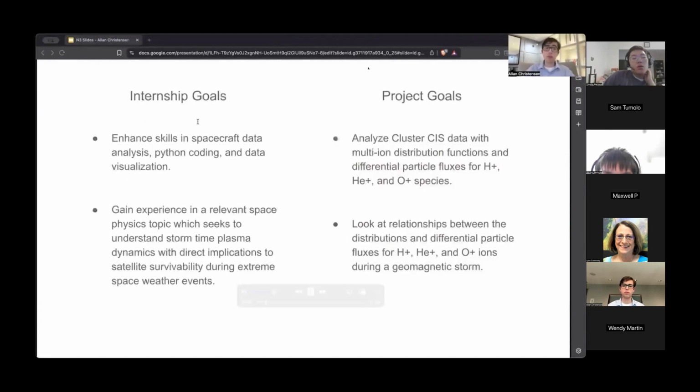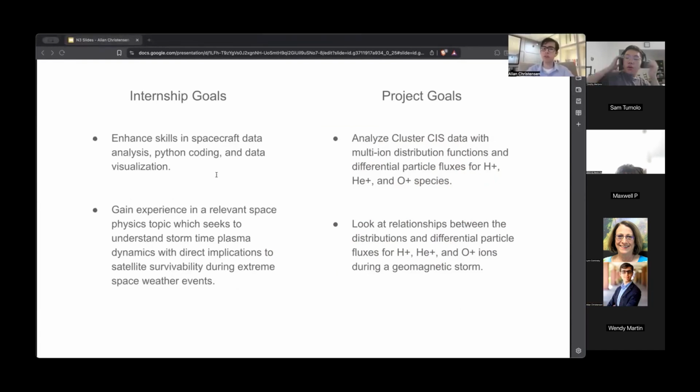Some of my internship goals were to enhance skills in spacecraft data analysis, Python coding, and data visualization, and to gain experience in space physics topics that seek to understand storm time plasma dynamics that have implications for satellite survivability. With respect to our project goals, we wanted to analyze cluster CIS data with multi-ion distribution functions and differential particle fluxes for H+, He+, and O+ species, and to look at relationships between the distributions in differential particle fluxes for H+, He+, and O+ ions during a geomagnetic storm.